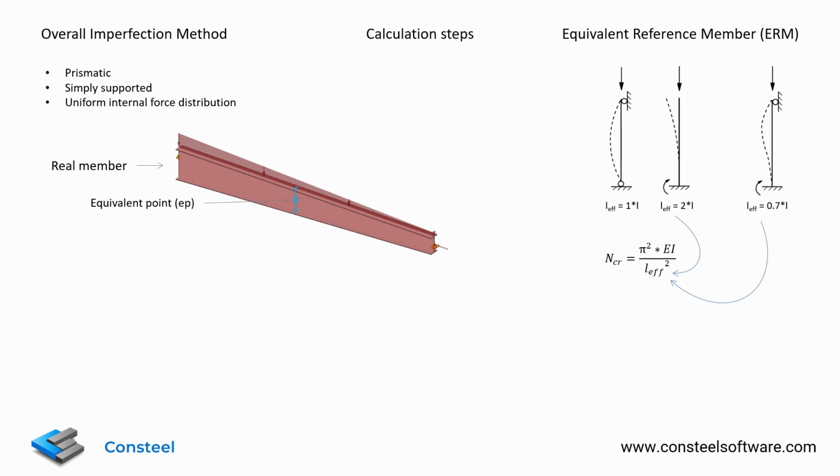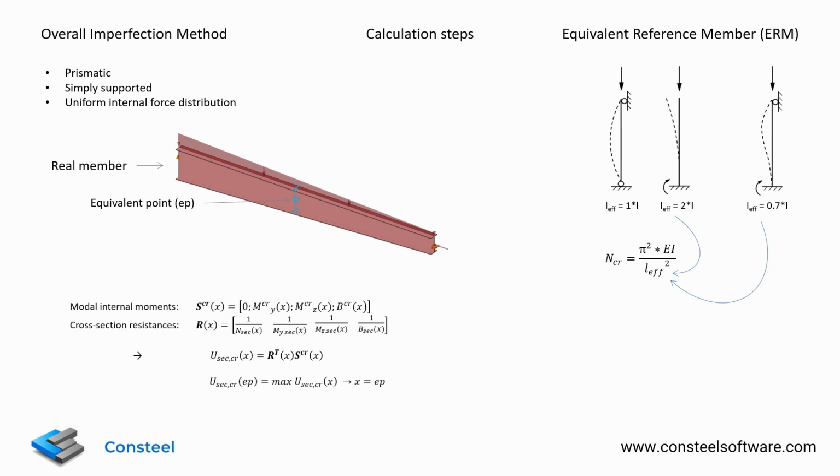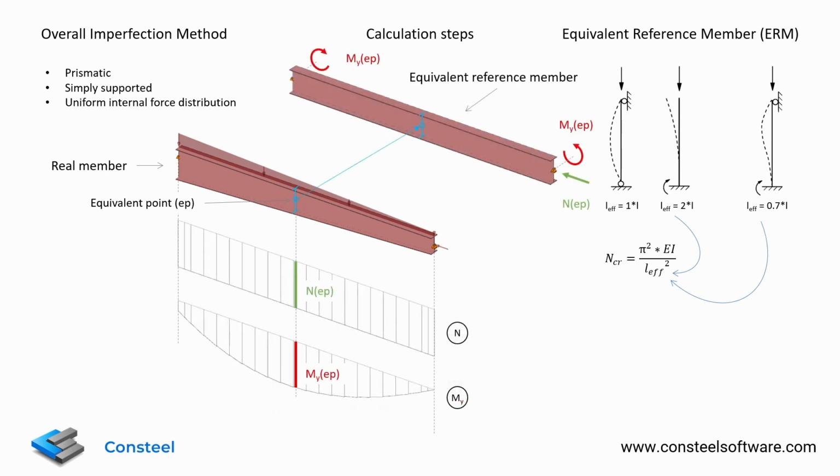For this, we need to calculate the load effects that would result the buckling shape, which are called the modal internal moments, and compare it to the cross-sectional resistances. The equivalent point will be chosen to be the point where we have the maximal cross-sectional utilization for the modal internal moments. The normalized version of this utilization is called the imperfection sensitivity in Consteel. The equivalent reference member will have the same cross-section and internal forces along the whole length that the real member has at the equivalent point.